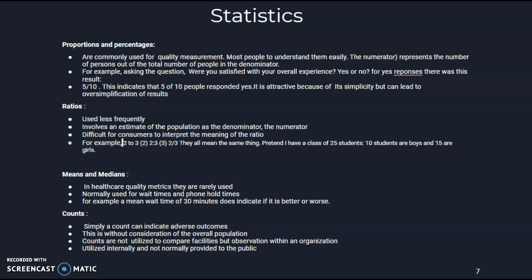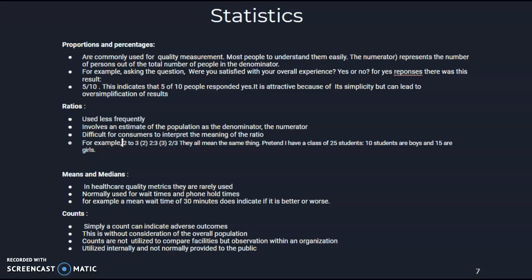Ratios, which are used less frequently, involve an estimate of the population as the denominator. It's an estimate. We have 100 people in our population, for example. It's difficult for consumers to interpret the meaning of a ratio. For example, in simplified terms, 2 of 3, or 2 out of 3, they all mean the same thing. Pretend we have a class of 25 students. 10 students are boys and 15 students are girls. That can be magnified into hundreds and thousands. Means and medians.